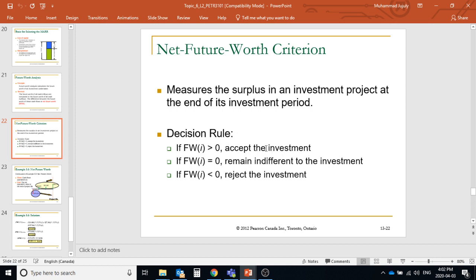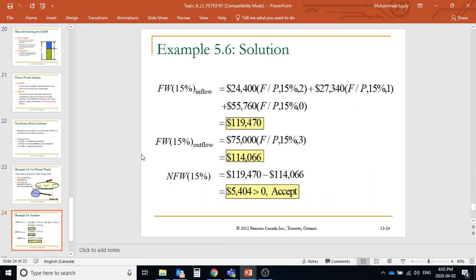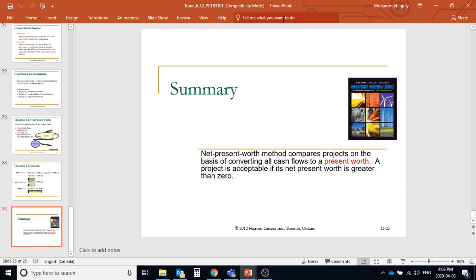If it remains indifferent, that means the future worth is equal to 0. And if the future worth is less than 0, we'll reject the investment because we don't want to get a negative balance. Okay, so here is the case for example 5.6.